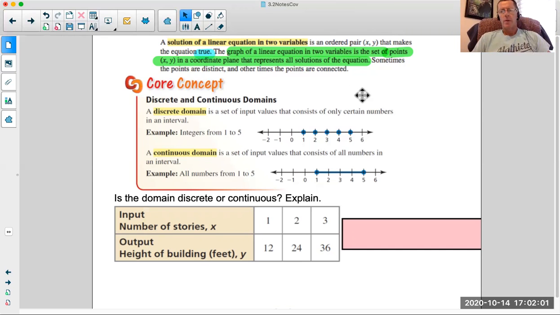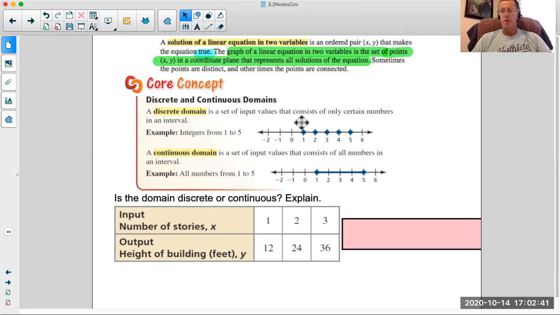All right, remember domain and range, remember that for functions? So domain is the inputs, right? So we have two different types of domains for functions. One is what we call a discrete domain, okay? And that means that the set of input values, your inputs, is only certain numbers in an interval, okay? So it's only 1, 2, 3, 4, and 5. It's the integers from 1 to 5. It's not 1.7, it's not 2.5, it's just 1, 2, 3, 4, 5. See how just those points are graphed there?